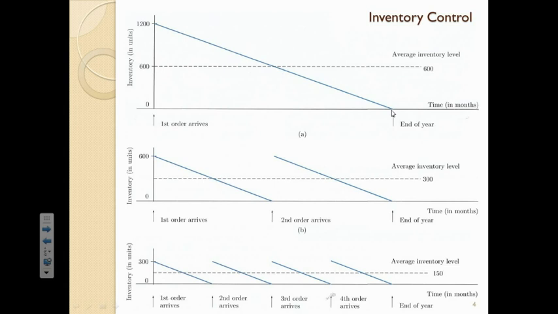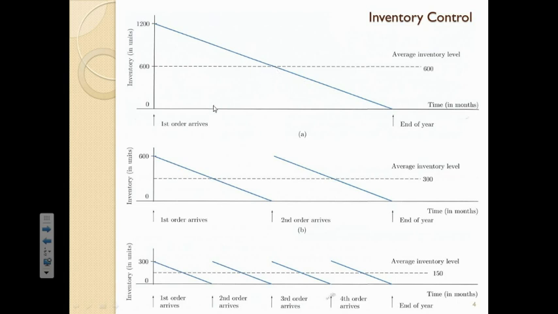Now, when we're looking at this, if we wanted to calculate the average inventory that we had throughout the entire year, we realize the average inventory is going to be 600. It starts at 1,200, goes the whole way down to 0. Obviously, halfway through the year, the inventory would be 600.